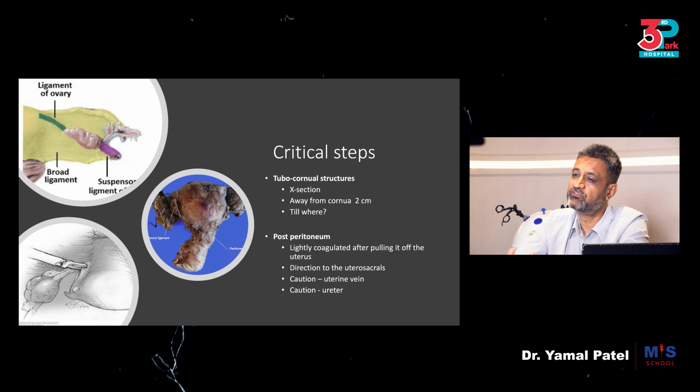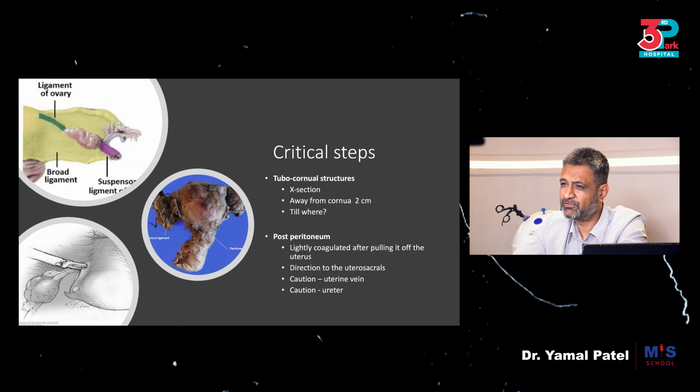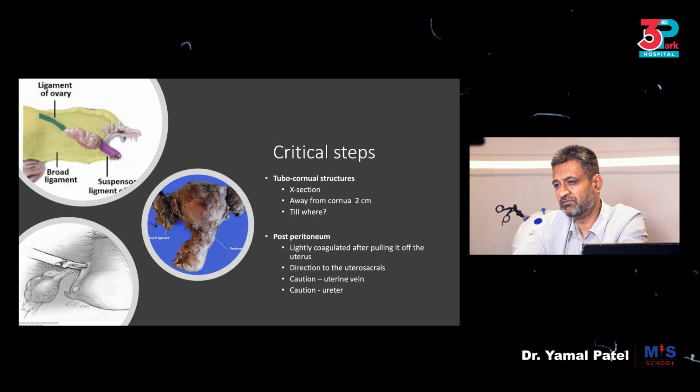We go down to the actual procedures now. The actual procedure, one of the critical steps would be the tubo-cornual structures. Now we know there is the tube and the round ligament anterior and the utero-ovarian ligament posteriorly. However, there is a fourth structure which is very critical, and those are the subtubal vessels.